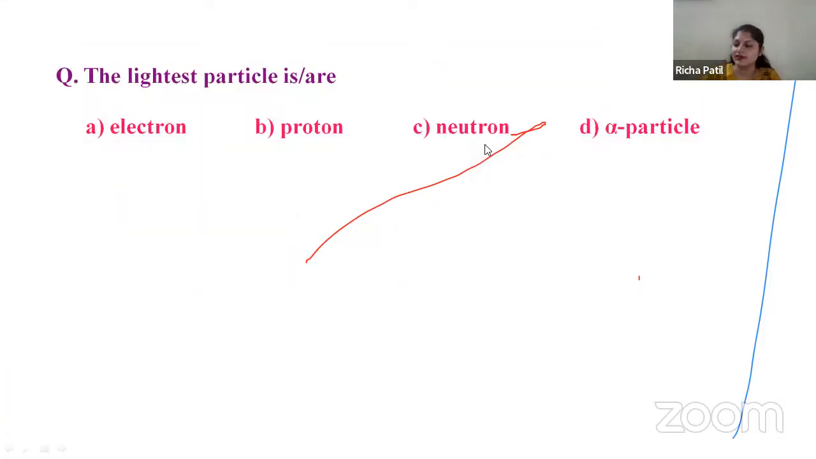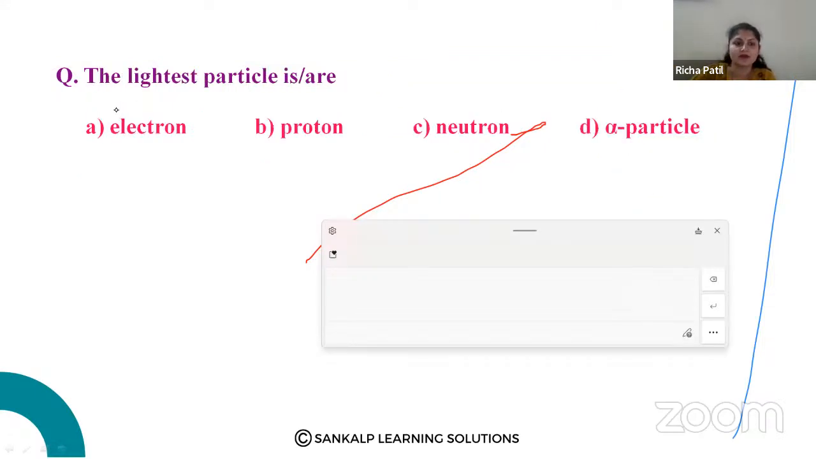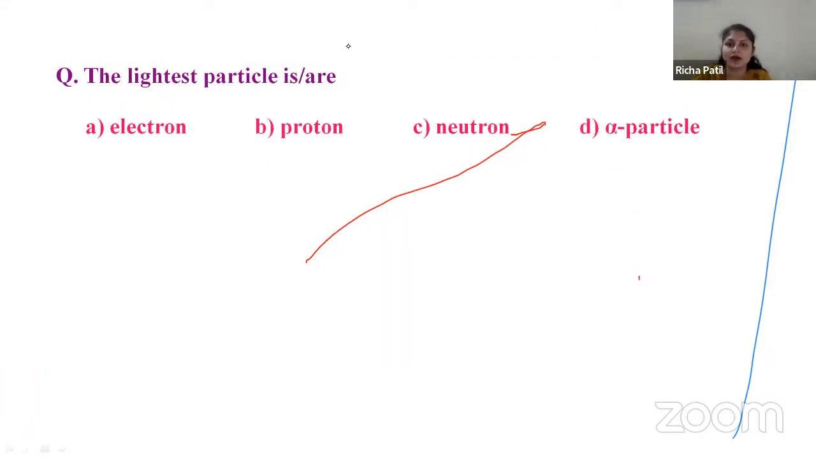Based on this, we'll solve a question. The lightest particle is which? How do you understand which is the lightest particle? By considering its mass. So we'll see the mass of each. The first option is electron. What is the mass of the electron? It was 9.1 into 10 raised to minus 31 kg.